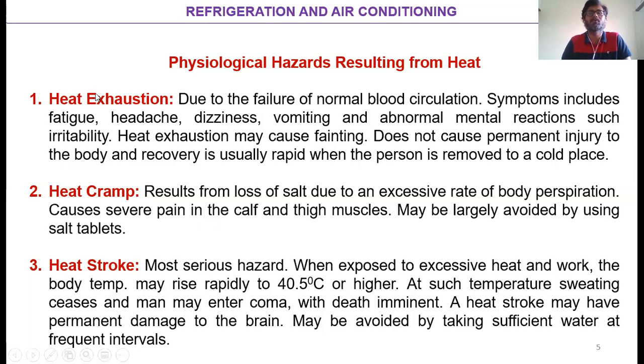Isn't it? So if you want to get away from all these hazards, you should take proper care in the summer season.